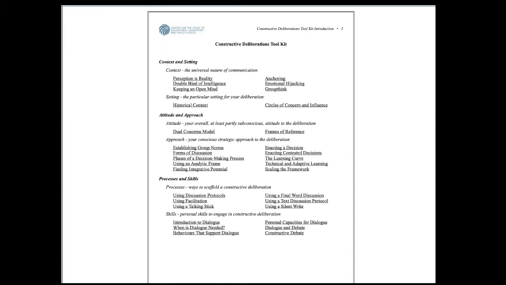I've run a short workshop for administrators, which seems to go well, by taking 3 or 4 of these files, like the double bind of intelligence, keeping an open mind, anchoring, emotional hijacking, take 3 or 4 of those and do a jigsaw, which takes maybe half an hour. But it sort of opens the door to the whole lot. And if you had more time, you might do that.